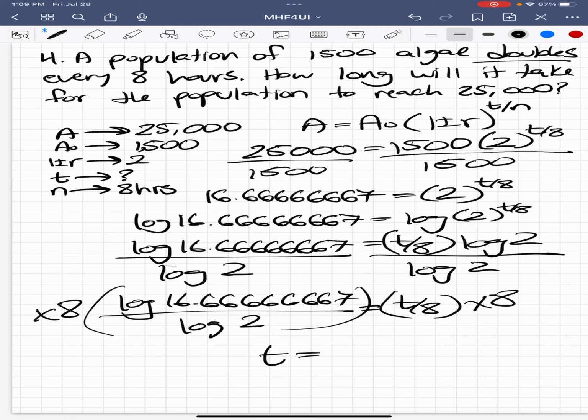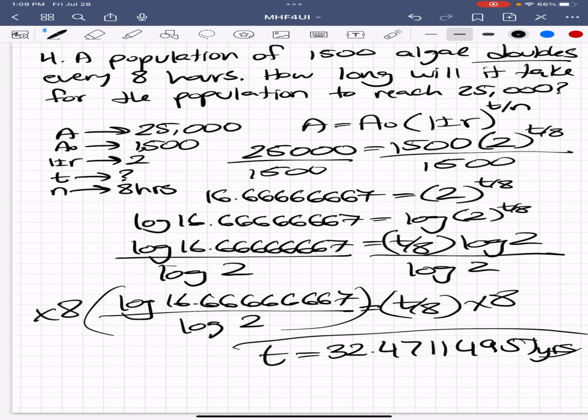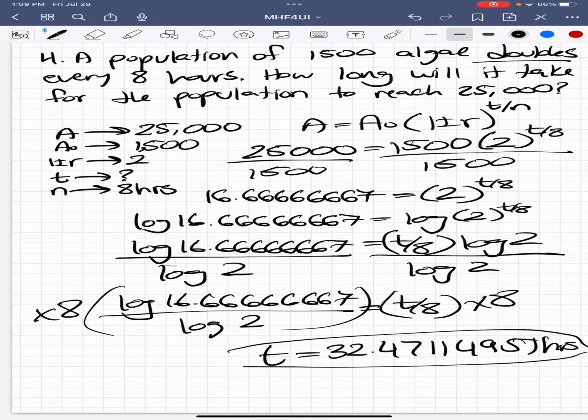So t is 32.47114951, and it's in years. Oh no, I'm wrong. It's in hours. Since n is in hours, t will also be in hours.